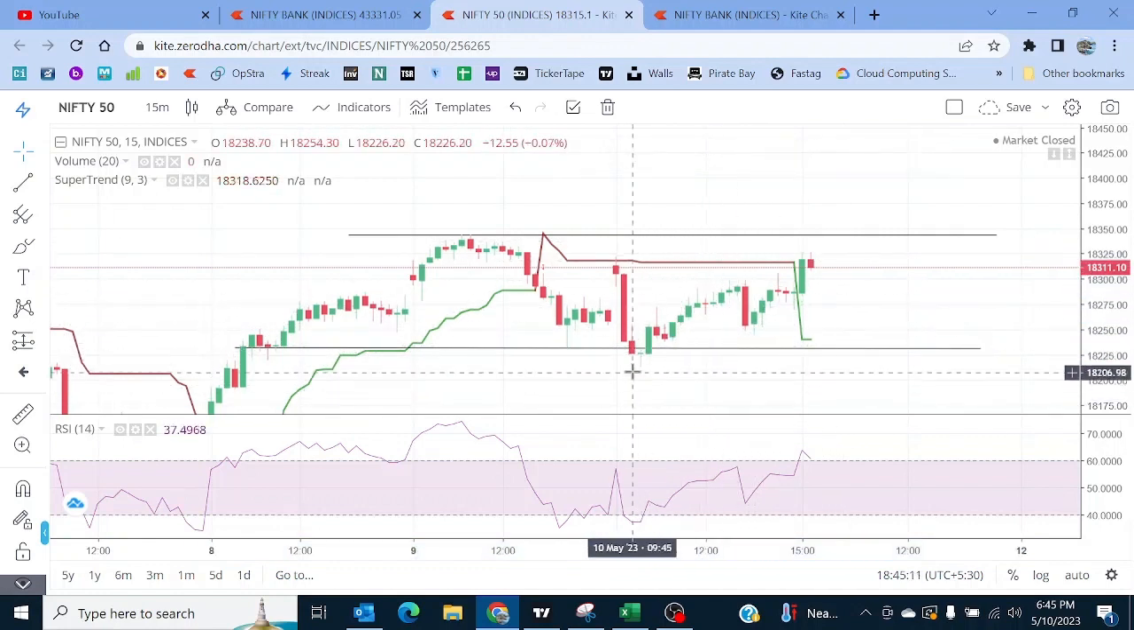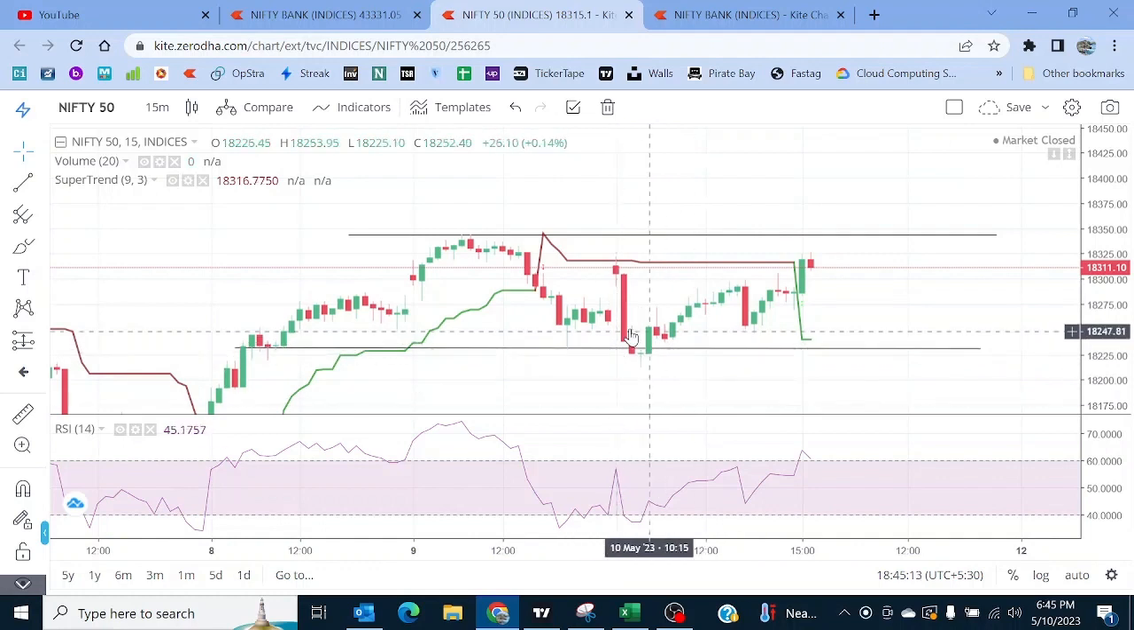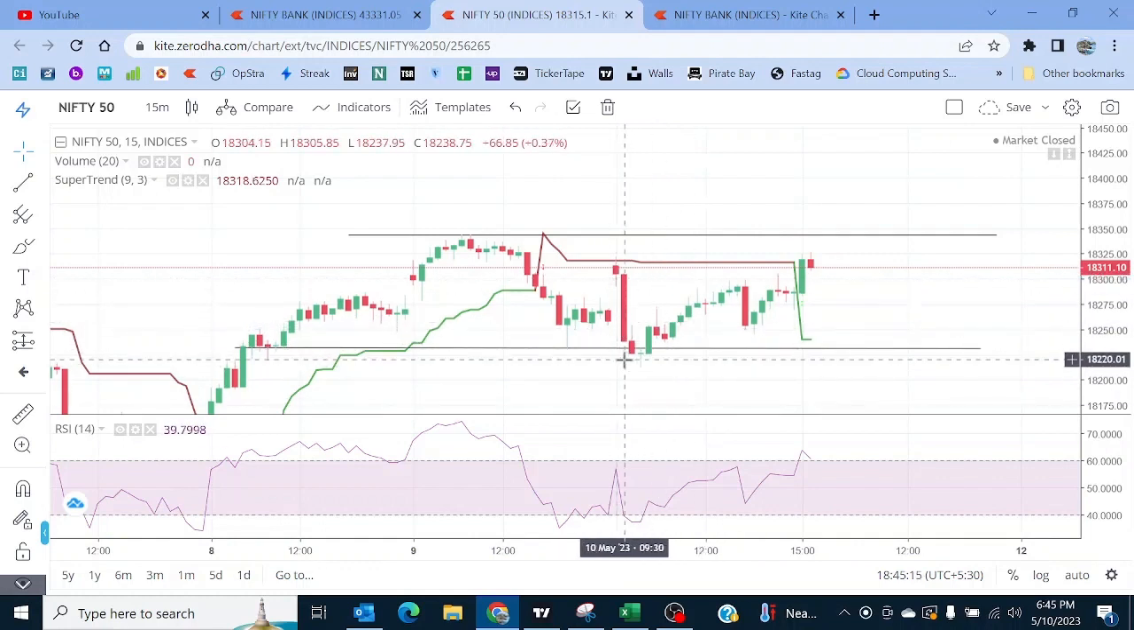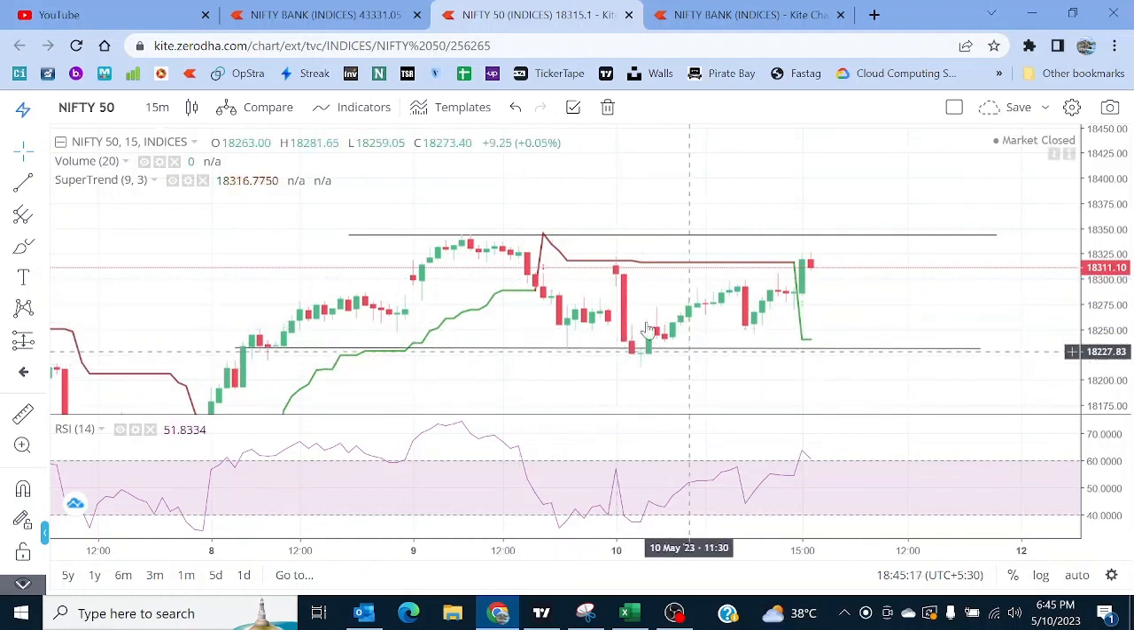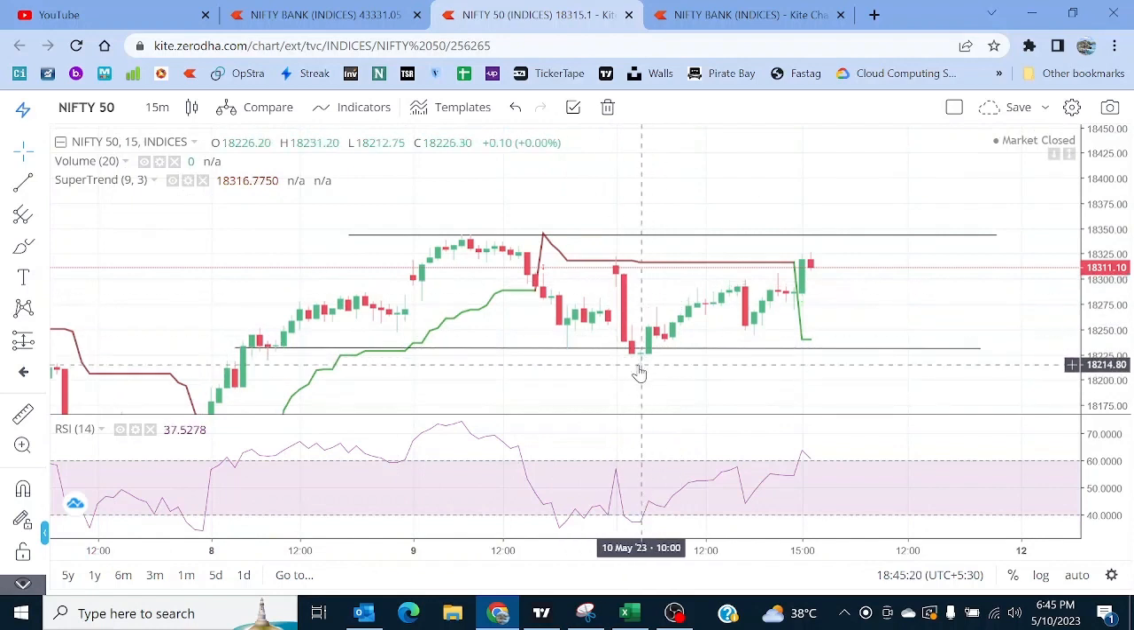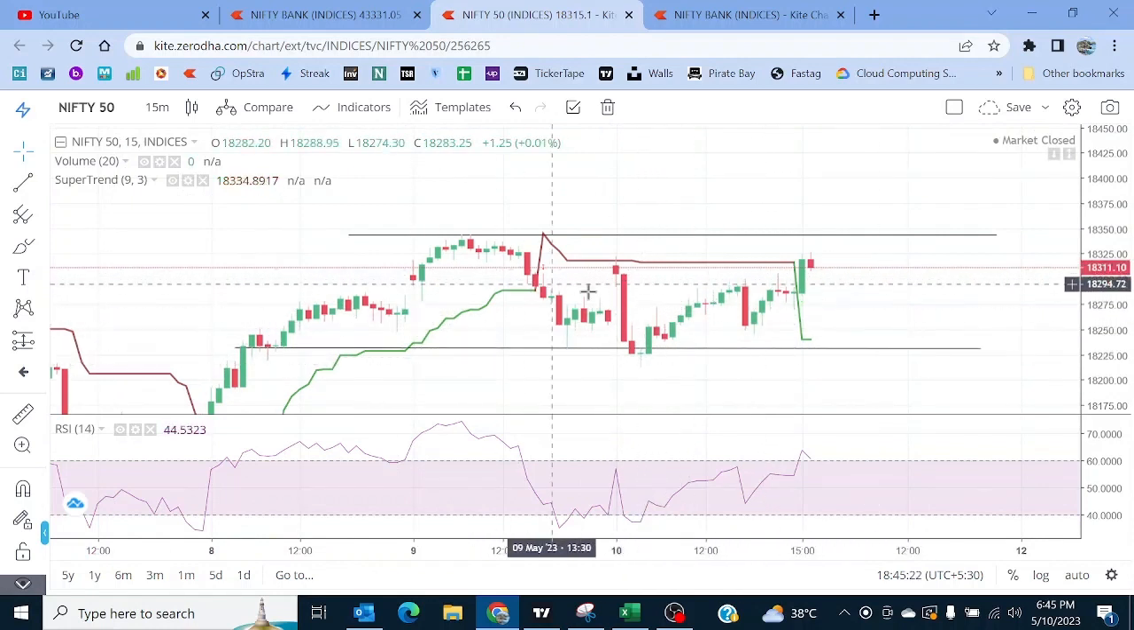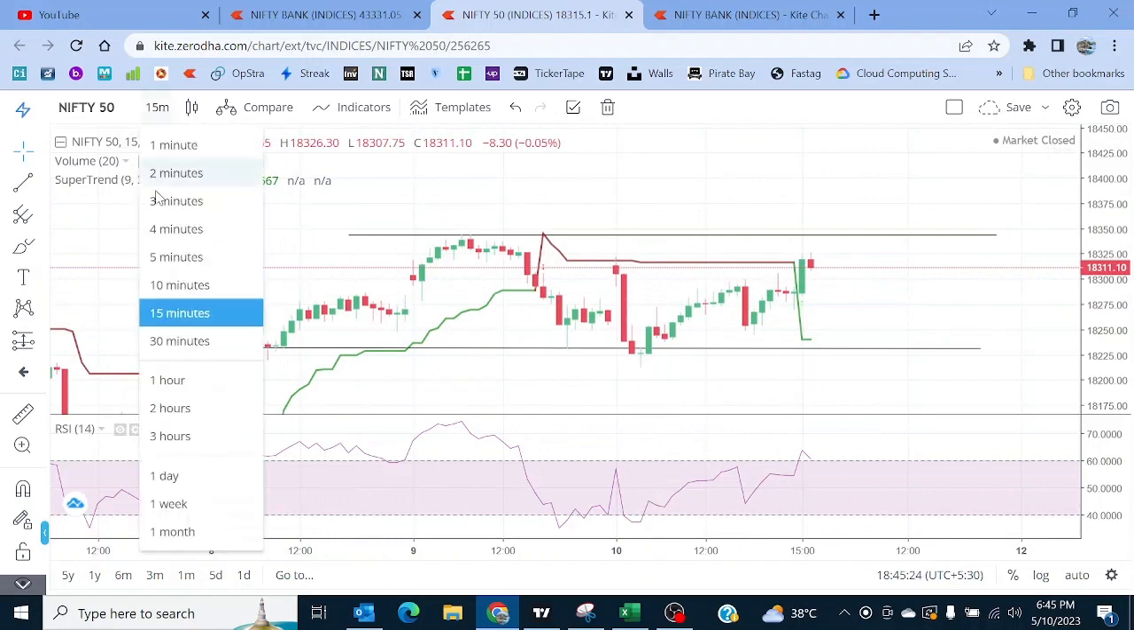So this was the key area where you need to be very careful, understand what is happening on the larger time frame, and then only take the trade. Otherwise, you'll be getting trapped around this area. So these were the levels we talked about.